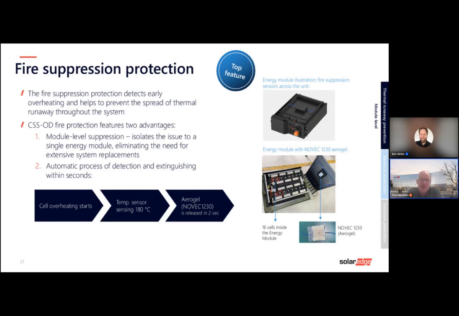So when cells start overheating, temperature sensors pick it up at 180 degrees, and then the aerogel, Novec 1230, is released in 2 seconds. So it's a fairly immediate response to conditions that we perceive to be a danger to the whole system. You stop it at source as much as possible, and that's built into all the drawers within the system, which you saw in the main picture. Those orange handles are what you use to pull out each of the drawers.